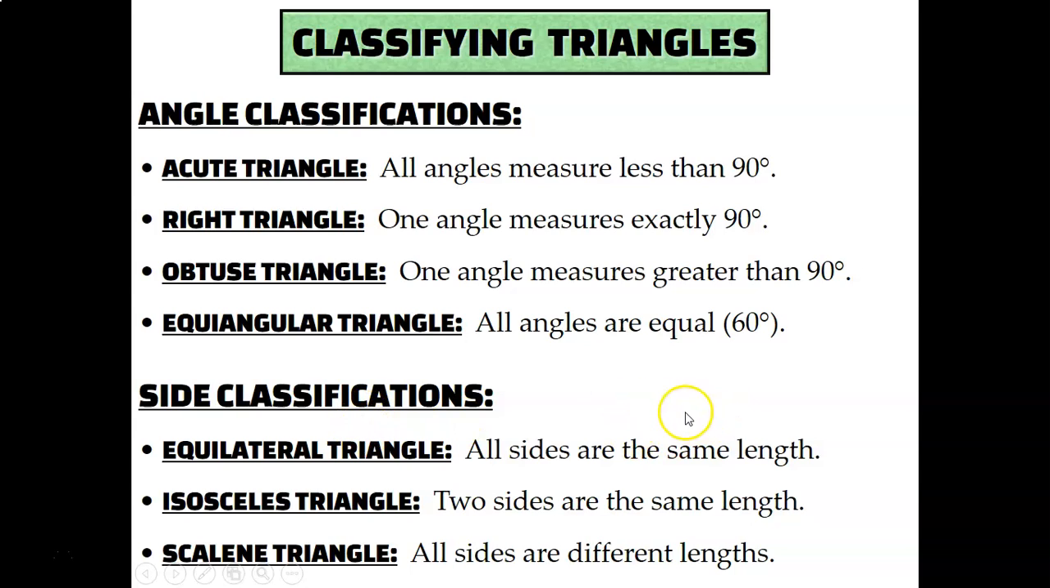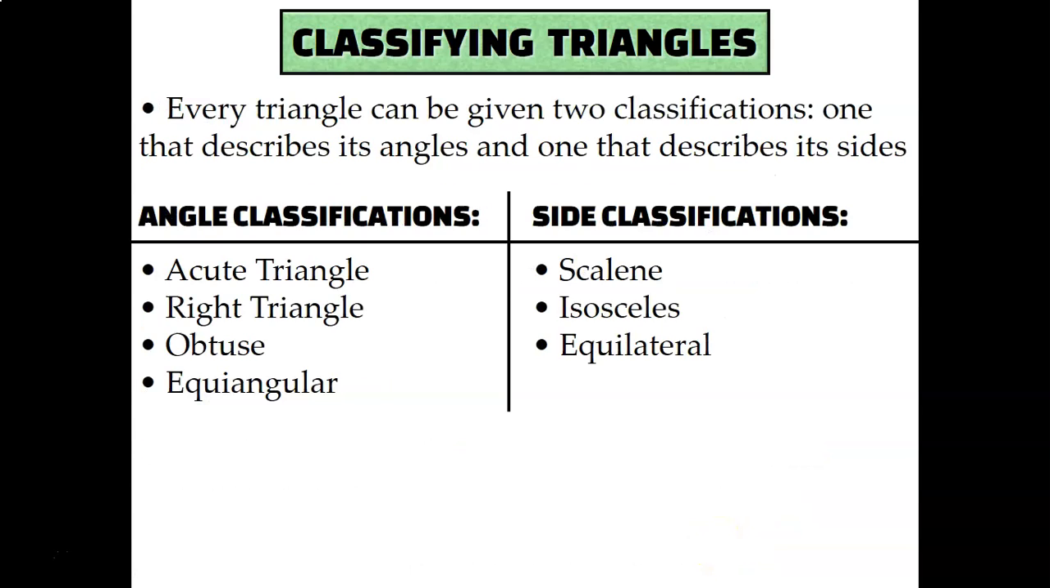Equilateral triangles have sides that are all 3 of them the same length. Isosceles has 2 sides that are the same length, and scalene means that no sides are the same length. So for every triangle you can give it 2 classifications, one for its angles and one for its sides. So let's look at a few examples where I ask you to classify triangles. You're going to give me 2 answers, one for the angles and one for the sides.